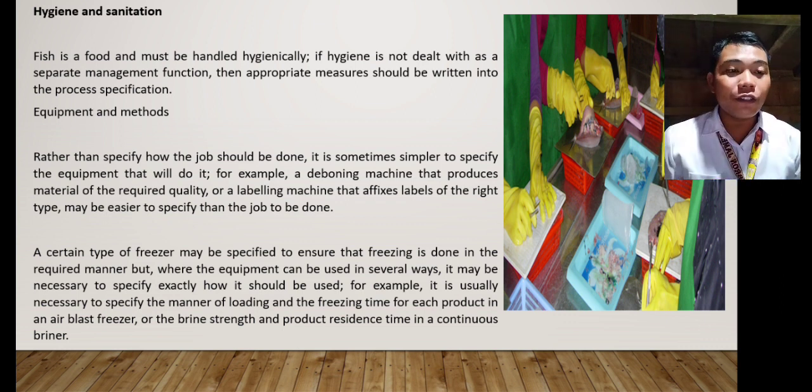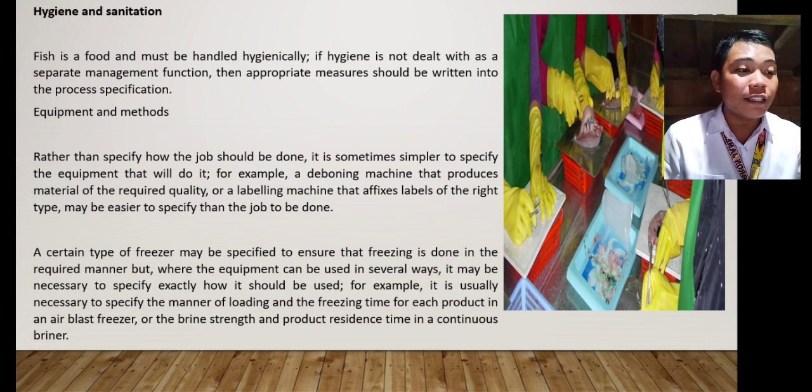A certain type of freezer, for example, may be specified to ensure the freezing is done in the required manner. But where the equipment can be used in several ways, it may be necessary to specify exactly how it should be used. For example, it is usually necessary to specify the manner of loading and freezing time for each product in an air blast freezer or the brine strength and product residence time in a continuous briner.